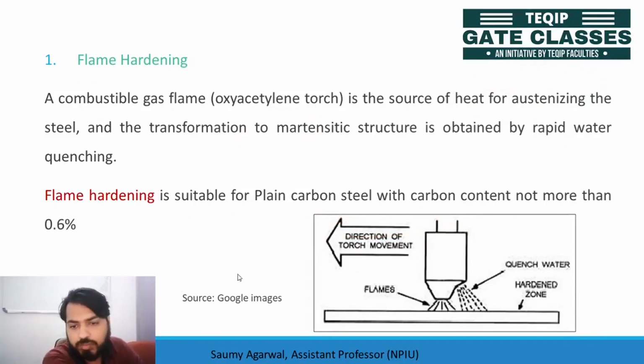This is the regular schematic which I have taken from Google. Over here this is your oxyacetylene torch, and with the help of the flame you are hardening the surface. Within this torch assembly there may be a different pipe which is sending water over here, so like a water jet will be there.